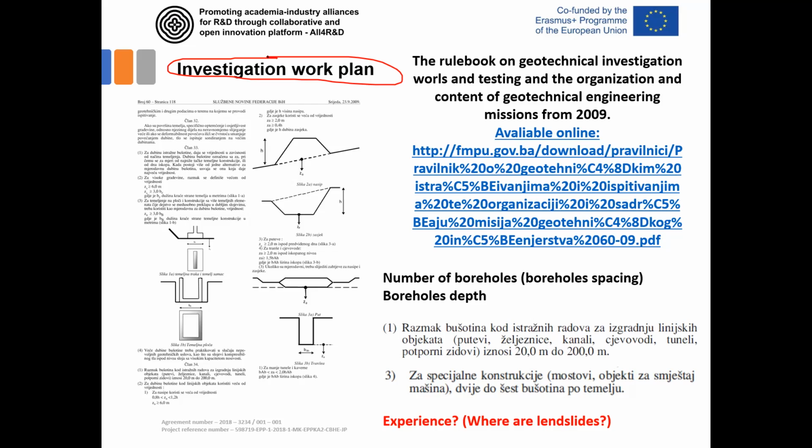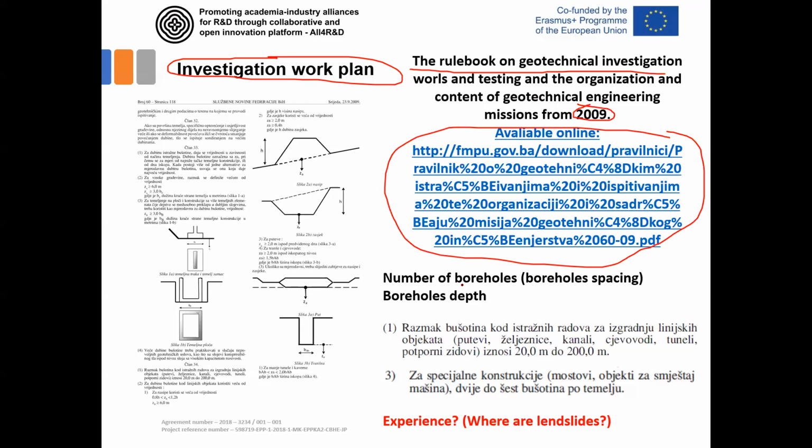Where can we find the information like this? Well, we usually find it in some rule books. Locally here in Bosnia and Herzegovina, we have two available rule books that are used as guidance for defining the magnitude of the investigation works. The first one is the so-called rule book on geotechnical investigation works and testings from 2009. It's available online, and plenty of information can be found also, although it's only in local language.